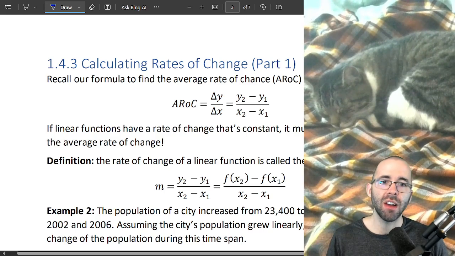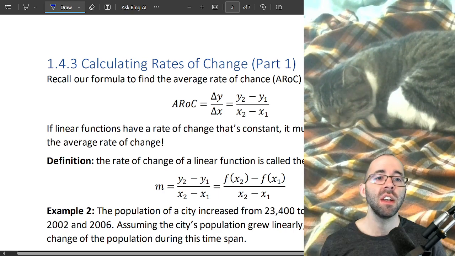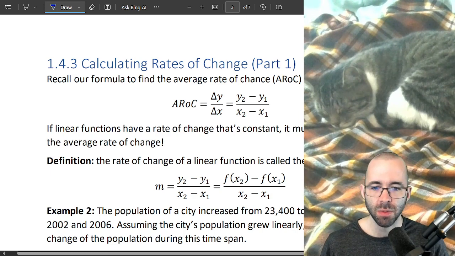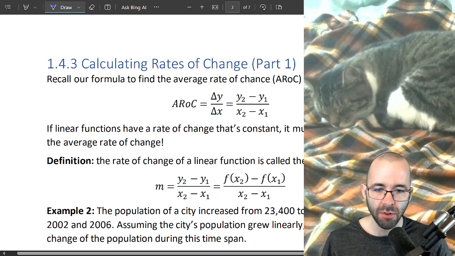I wanted to give you guys a lot of examples in this video, but then it was going to be really long. So we're splitting up calculating rates of change into two videos to try to keep things manageable size. You can do a bit of practice after each one.